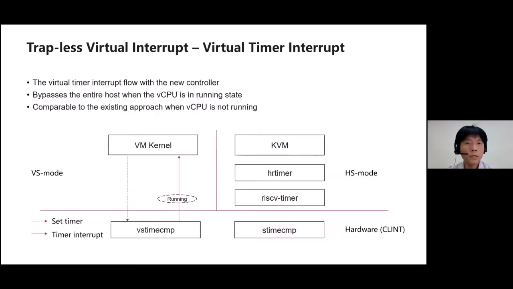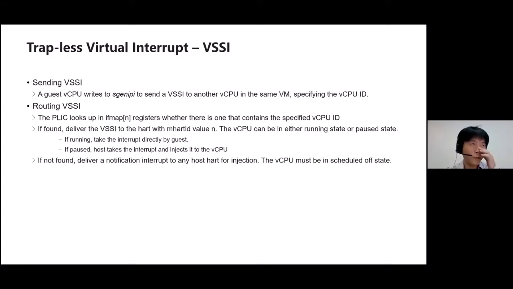So with the extended interrupt controller and the KVM support, now the virtual timer interrupt can be directly delivered to the VM kernel when the vCPU is running. When the vCPU is paused, the interrupt is delivered to the host, which immediately injects it to the vCPU. When the vCPU is scheduled off, the host utilizes the HR timer to track the virtual timers. The HR timer uses the new timer dedicated for the HS mode, avoiding traps to the machine mode. So that's for virtual timer interrupt.